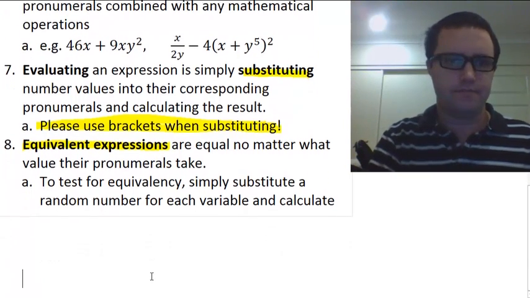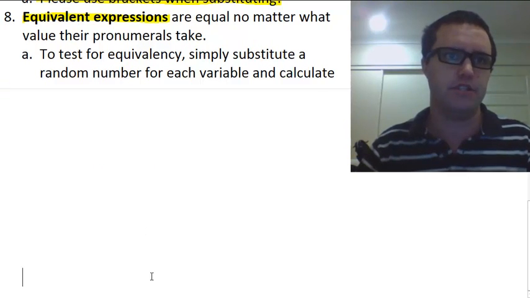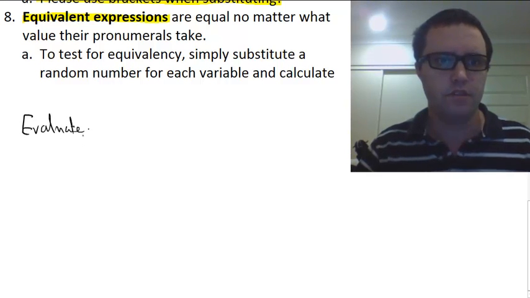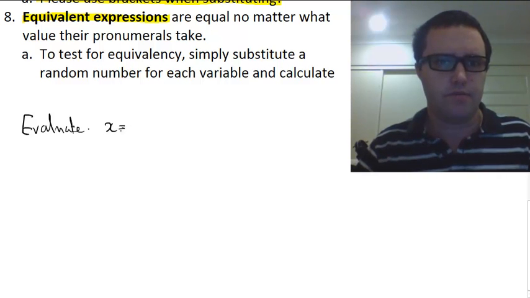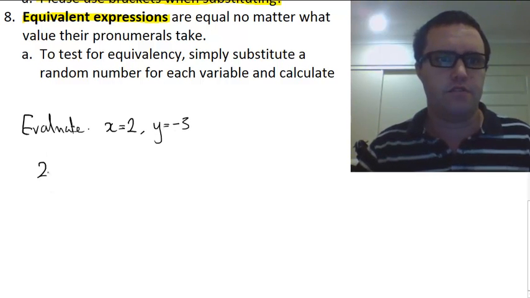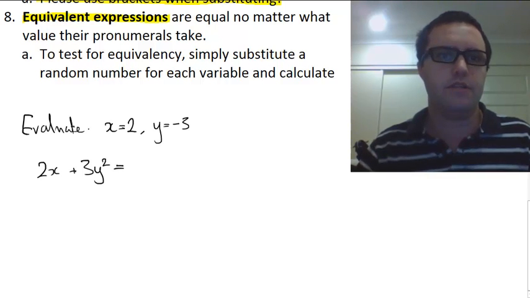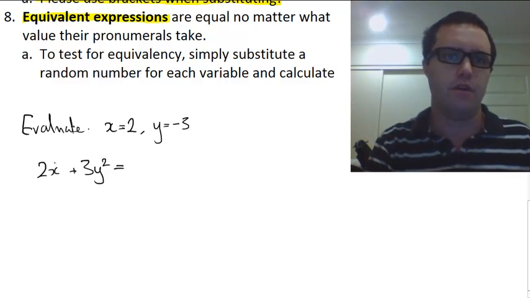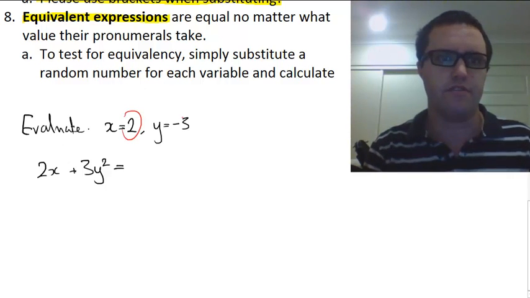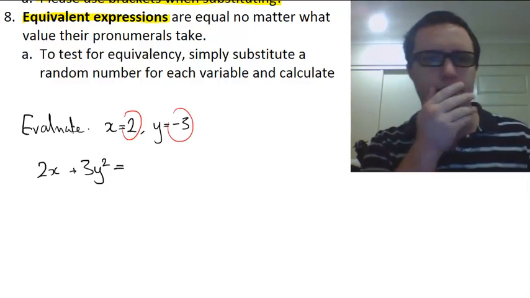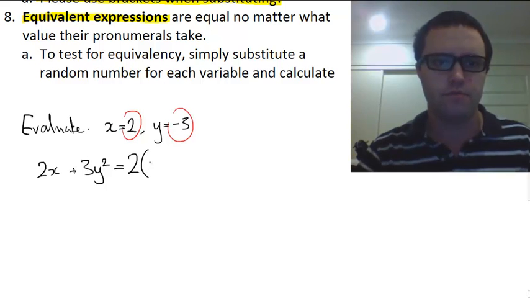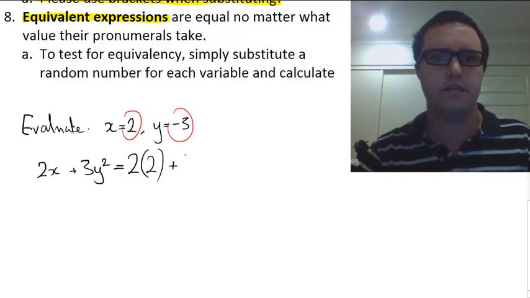Okay, just going to quickly show a little bit of evaluating some expressions, okay, because this stuff's reasonably important. So let's just say we needed to evaluate. We're going to have x being equal to 2 and y equal to -3, and I might have 2x plus 3y squared. Okay, so when we substitute, we just simply put these numbers in wherever there is an x, and so we put a 2 wherever there is an x and -3 wherever there is y. And I would like to see you use brackets. So 2 times (2) plus 3 times (-3) squared.